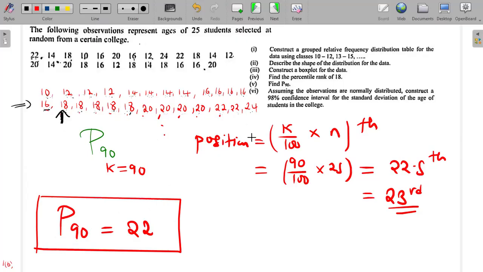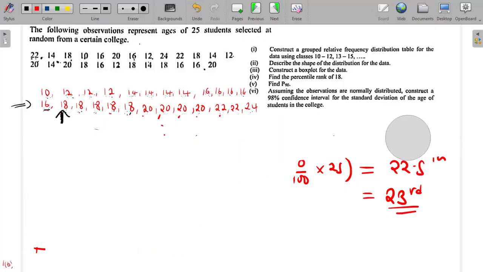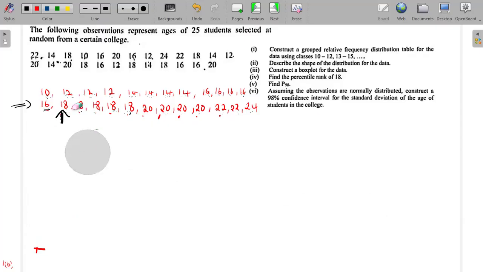Now what am I remaining with? I need to find part 5. It says assume the observations are normally distributed. Construct a 98% confidence interval for the standard deviation of age of students. Meaning we first have to calculate the standard deviation, right? So let's do exactly that.